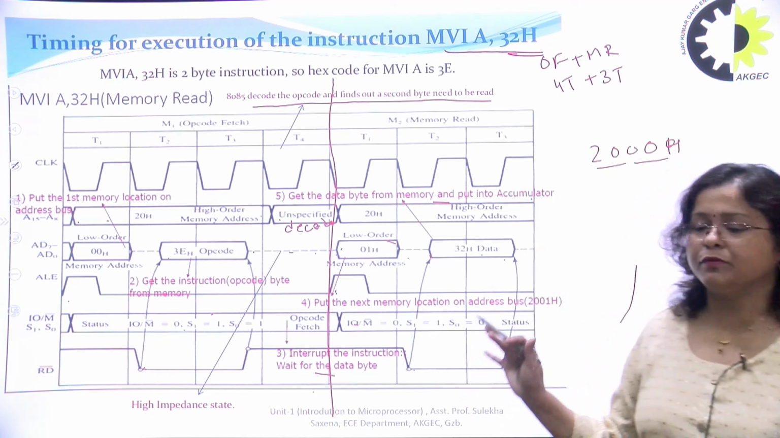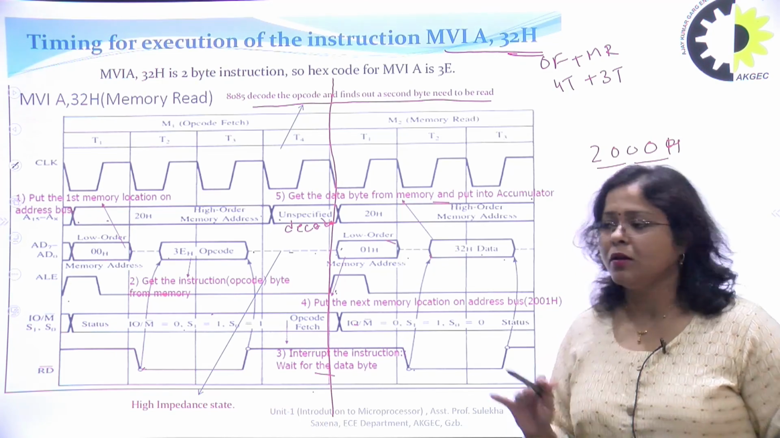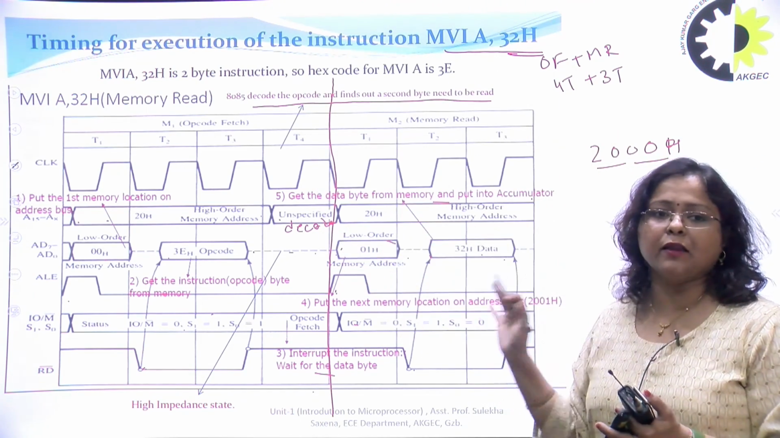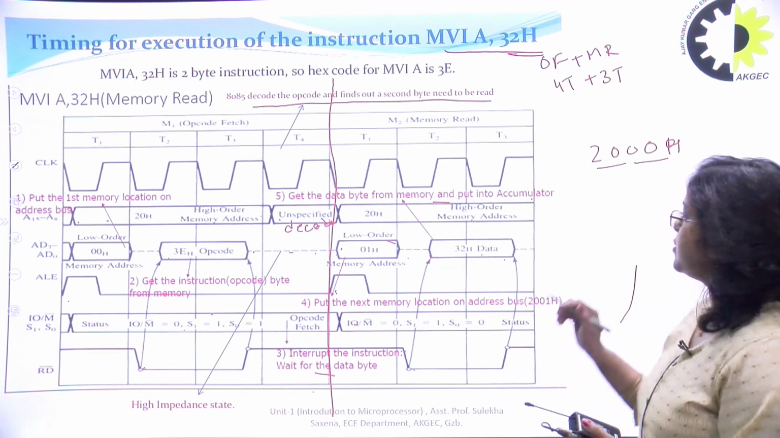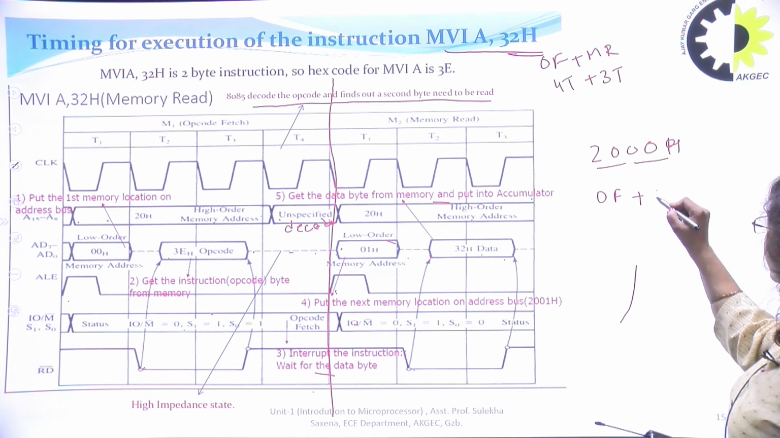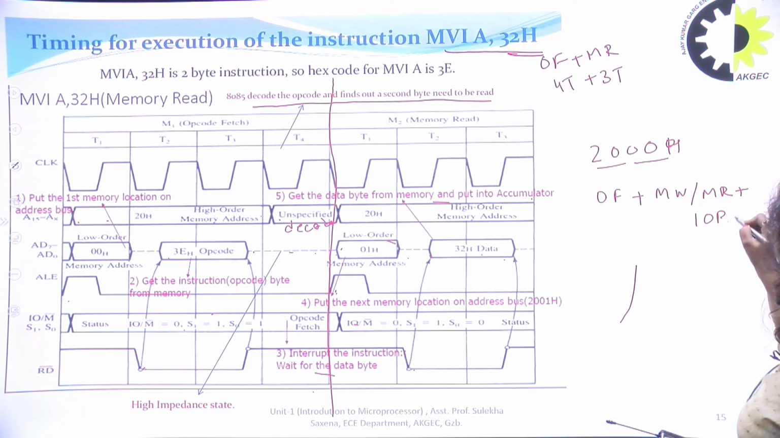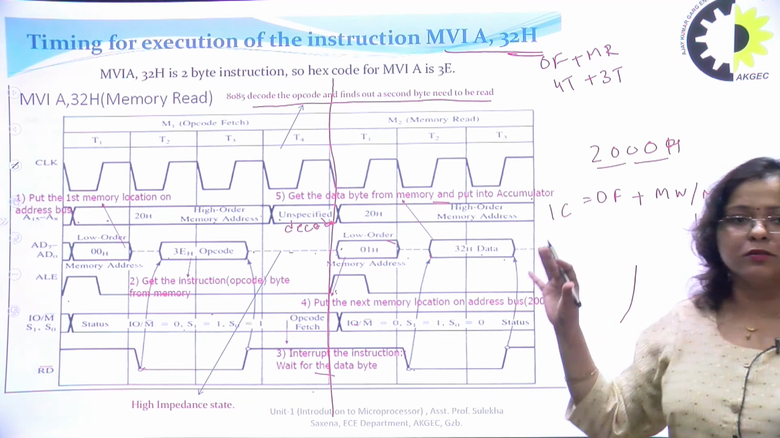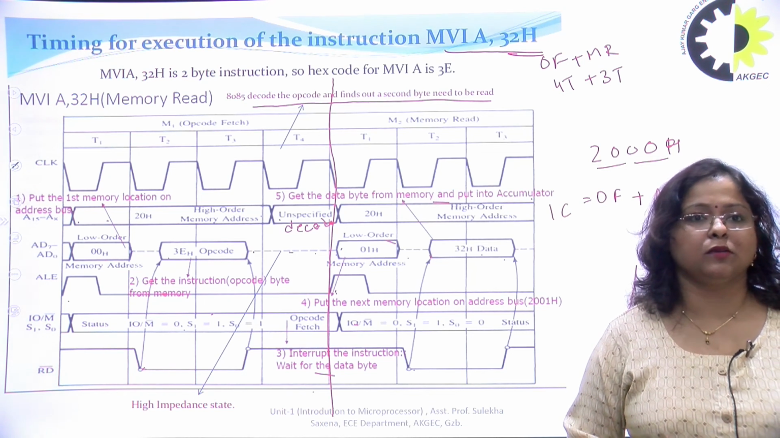So I hope it's easier to understand the timing diagram of one complete instruction by combining it in separate sections. We can draw the timing diagram of any instruction by just following the steps. Opcode fetch should be there in each timing diagram and there may be memory write, memory read, IO read or IO write, and we can join each machine cycle timing diagram to draw the complete instruction timing diagram.